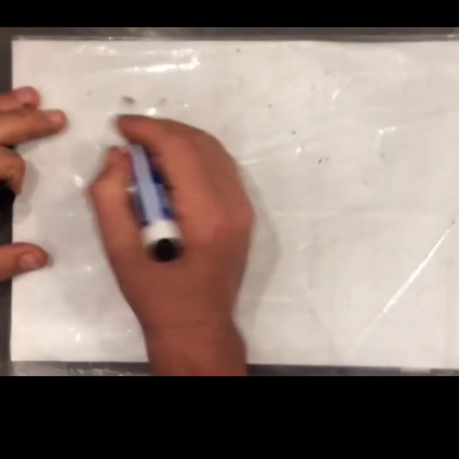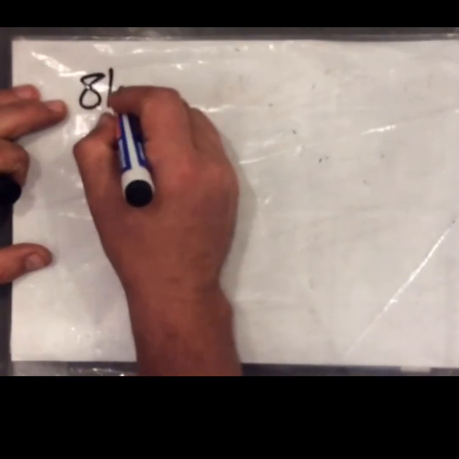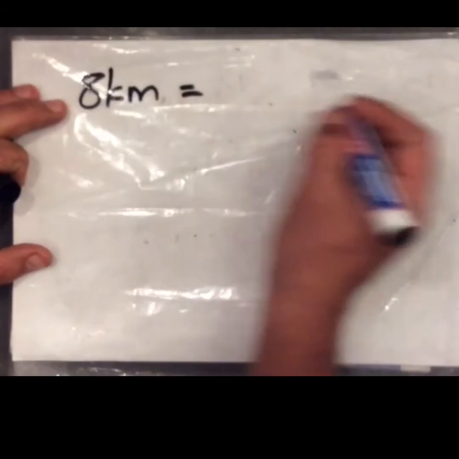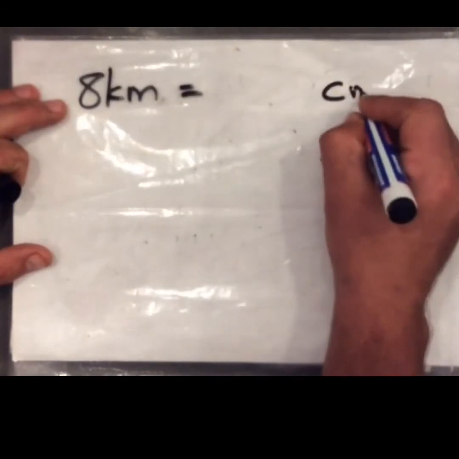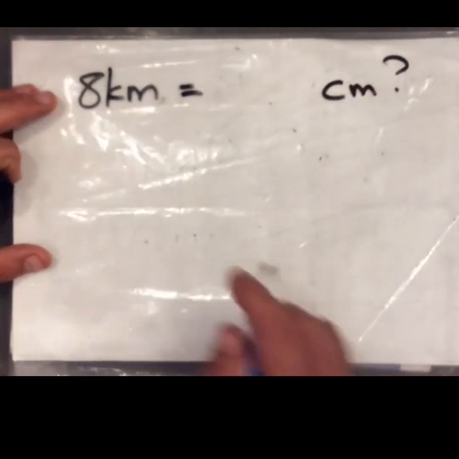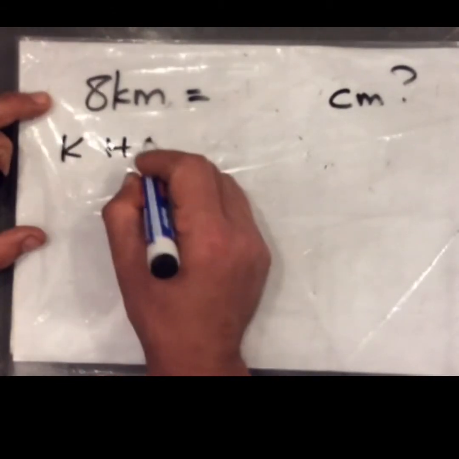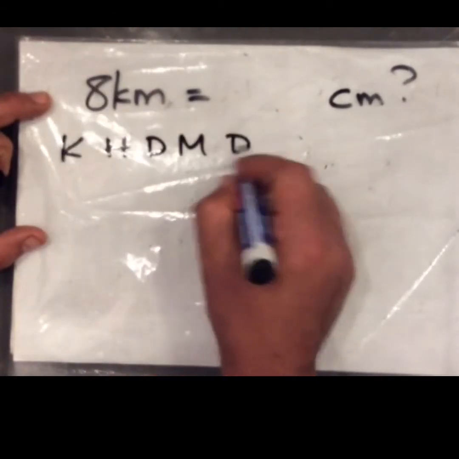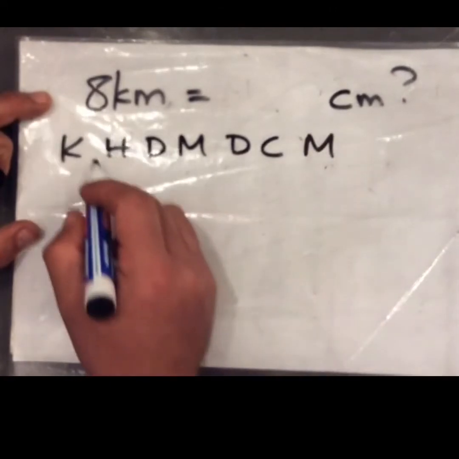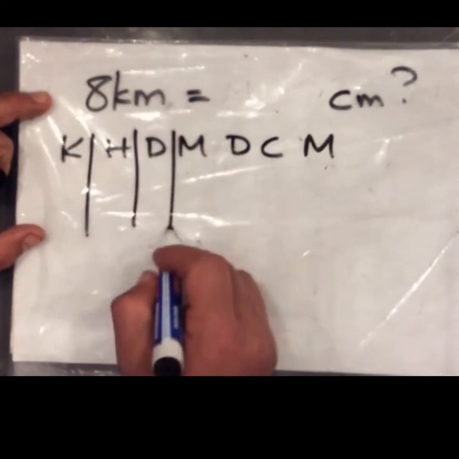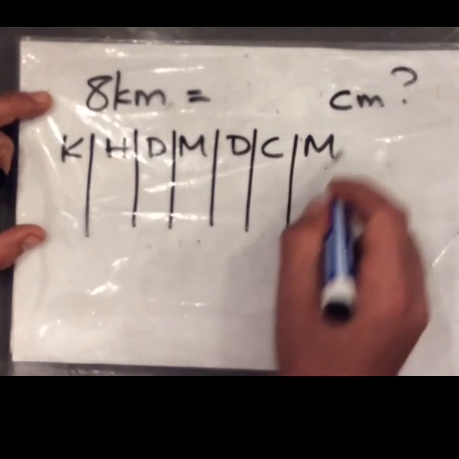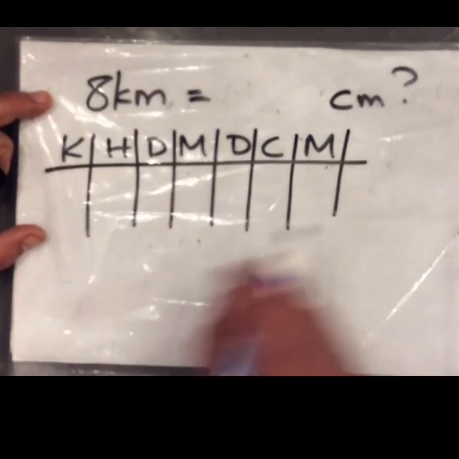Alright, so let's look at an example, a worked example rather. 8 kilometers is equal to how many centimeters? Okay, well, it's not easy in my head. I know that 8 kilometers to meters is quite easy, but to centimeters is quite difficult. So we use the method, the KHDMDCM, or King Henry Died a Miserable Death, called maths.